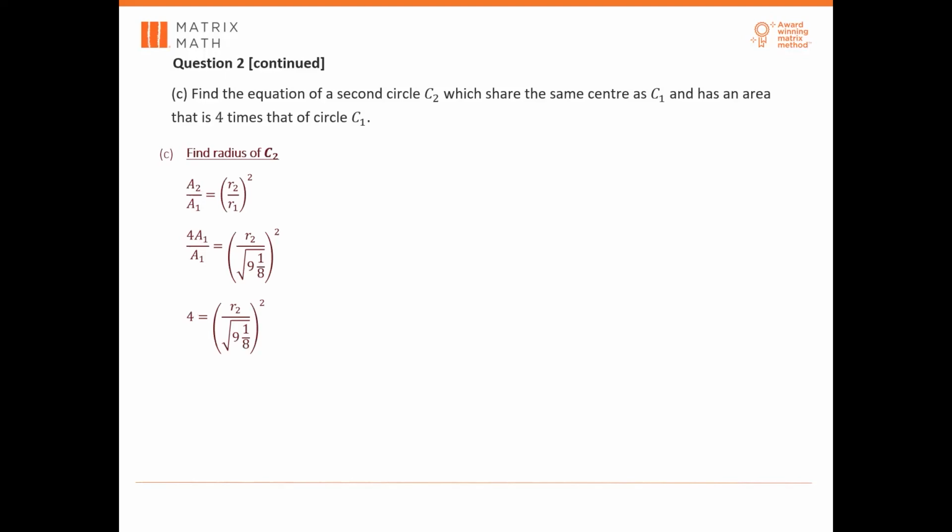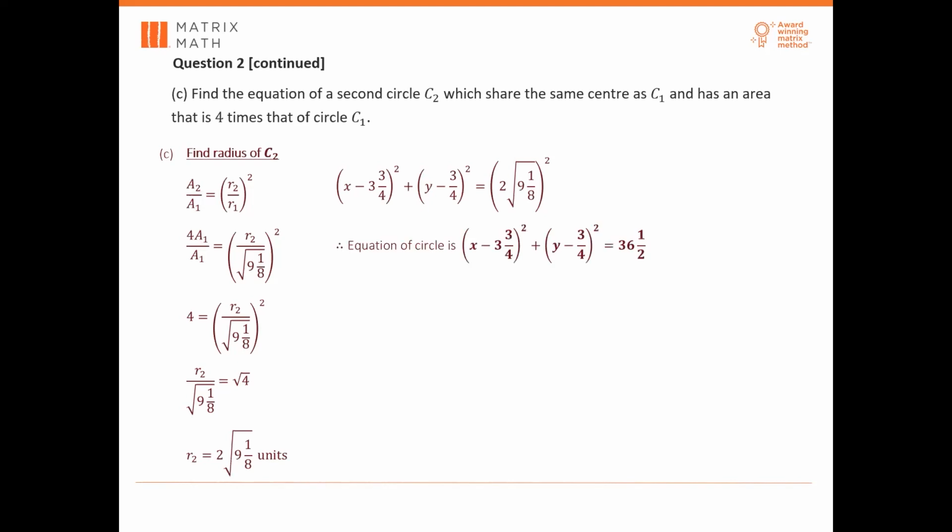So work your way around to find R2, make it the subject. When you transfer the power, it becomes square root 4, which is 2. So therefore, your radius for the second circle will be 2 square root 9 1/8. So this is how you write your equation for the circle. Same center, just the radius is different. So it'll be 36.5 when you square it. So technically, if the area is 4 times, then the length is twice. So the radius, you just multiply by 2 before you square again.